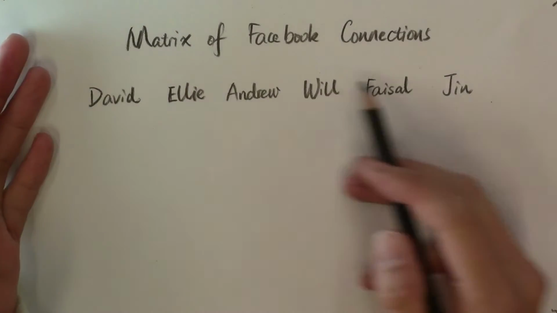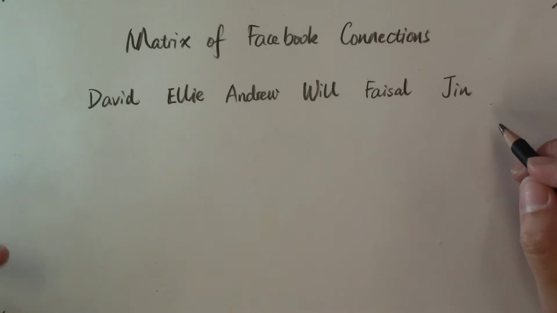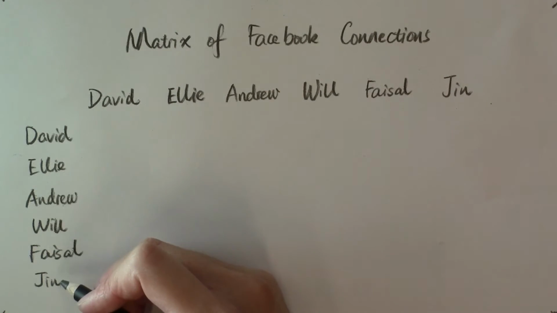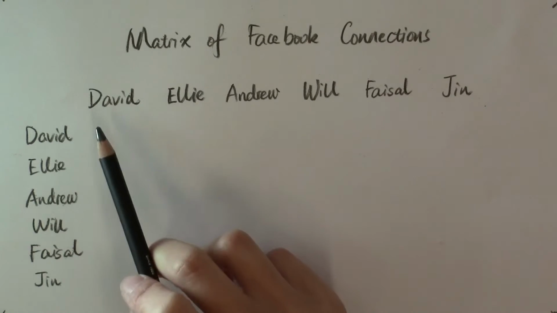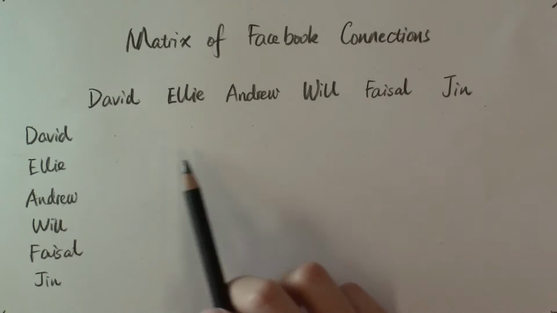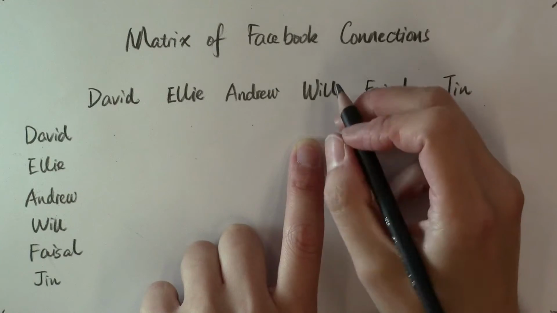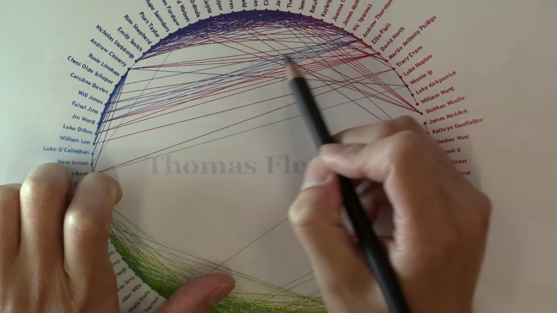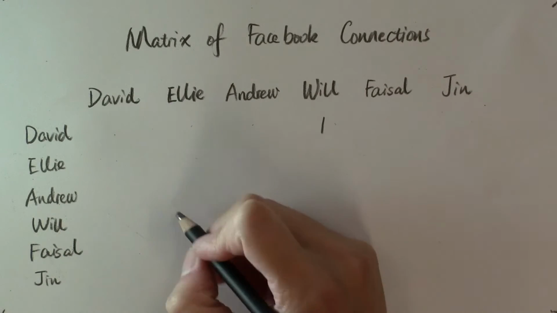By listing Thomas' friends in the horizontal array (I don't have space to list all of them here, so I'll only list some of them), and then listing them again in a vertical array, and then put a number that's either 0 or 1 at the intersection of these arrays. For example, David is connected with Will, so we'll write down a 1 here. Will is not connected with Ellie, so we write down a 0 here.